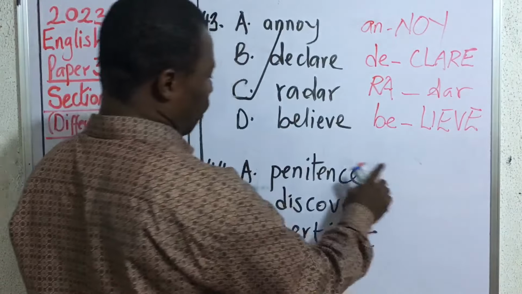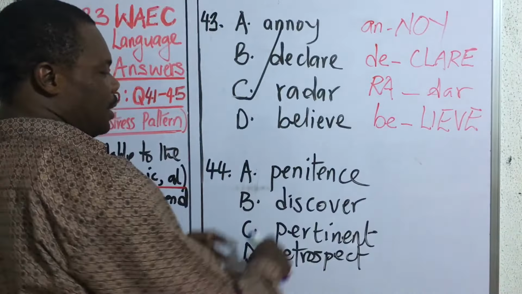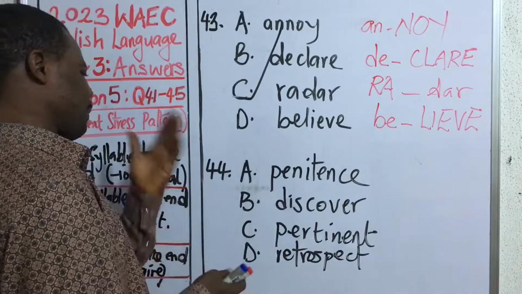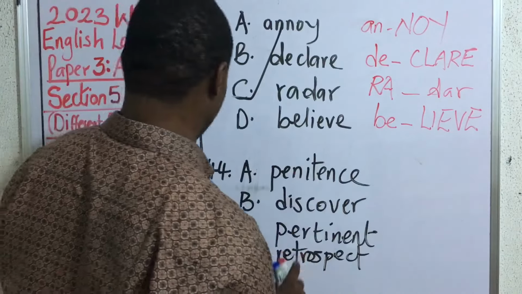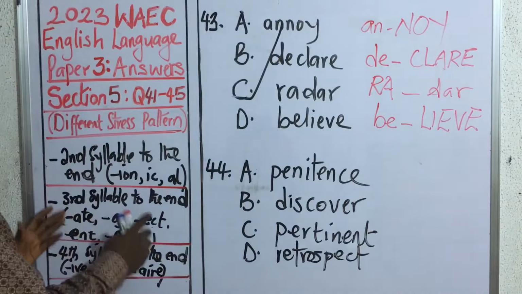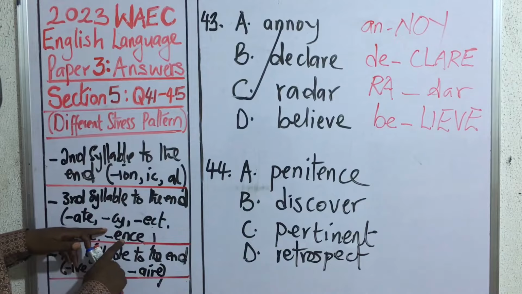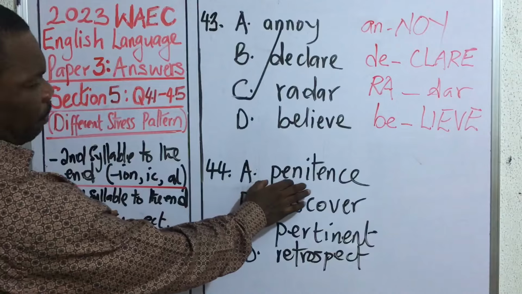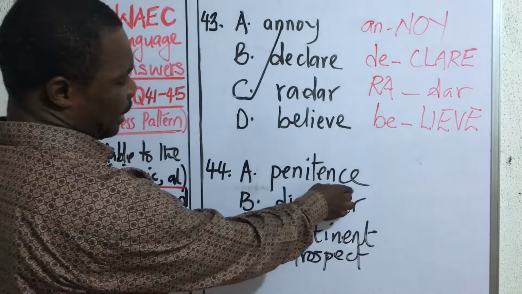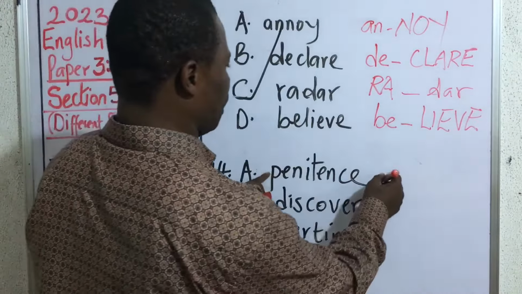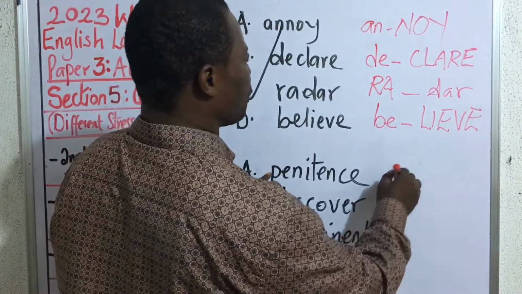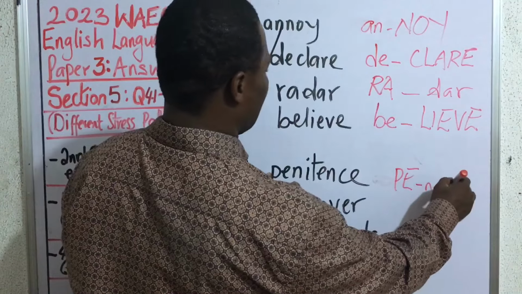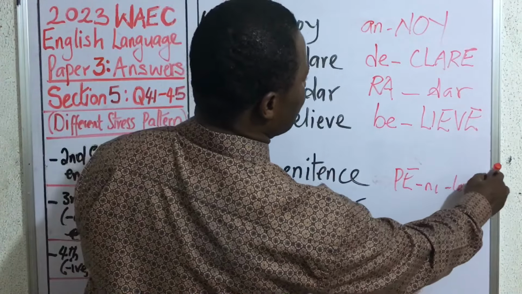Question 44, penitence. Now this is a polysyllabic word, so it's not like the disyllabic word that you can say is the first one or the second one. Therefore, you will need to support yourself with the rules. When a word ends with E-N-C-E, what do you do? You stress the third syllable to the end. So here, third syllable to the end, penitence. So you're going to stress P-E, then you have knee, and then you have tense. Good.